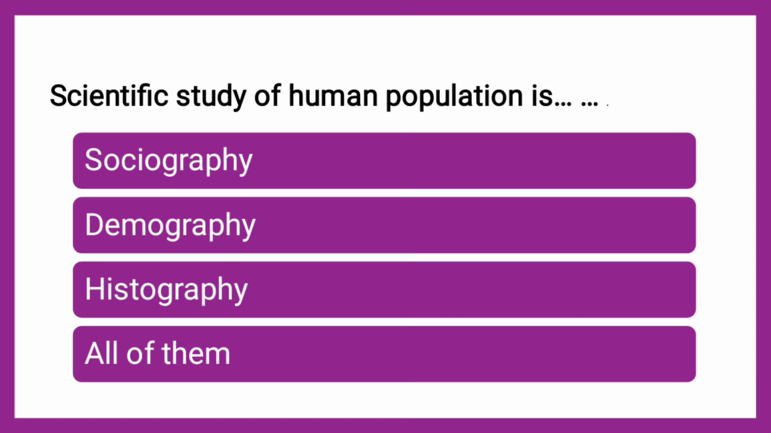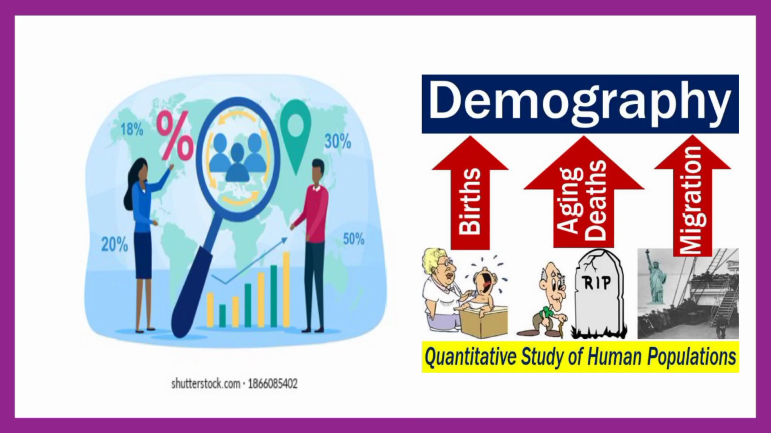First question is, scientific study of human population is dash. Whether it is sociography, demography, histography, or all of them, the correct answer is demography. Scientific study of human population is called demography.